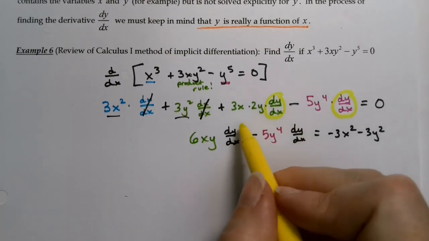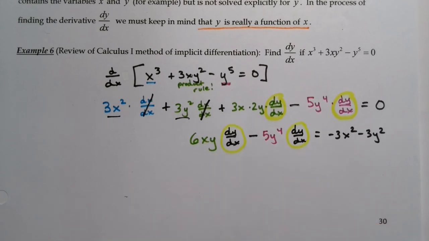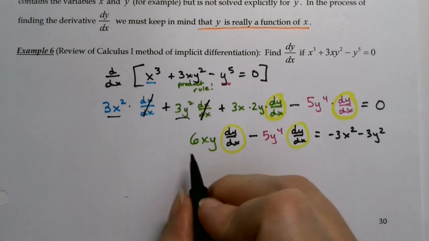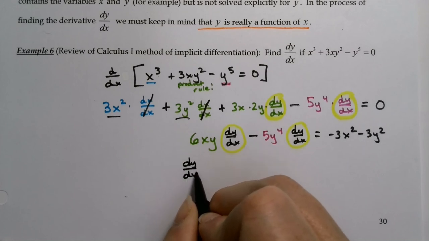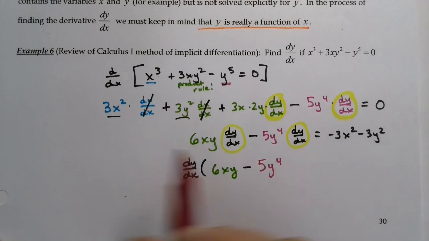All right. So again, here are the pieces I want. And there's two of them. That's not good. I want one. So I'm going to factor it out. So I'm going to factor dy dx out. And that'll leave me a 6xy in the first term minus a 5y to the fourth in the second term.